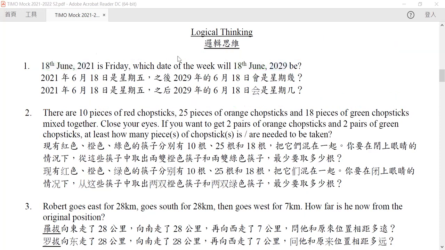Now question number 2 is a question of worst case scenario. Whenever we see a question that asks you about at least something happening, you will know that this is asking you about our principle of least favorable, sometimes which we call the worst case scenario.